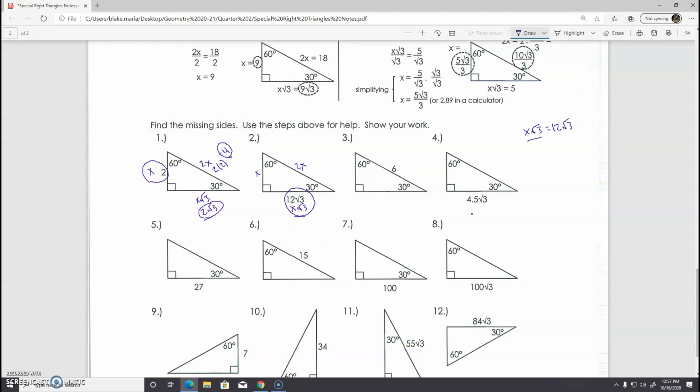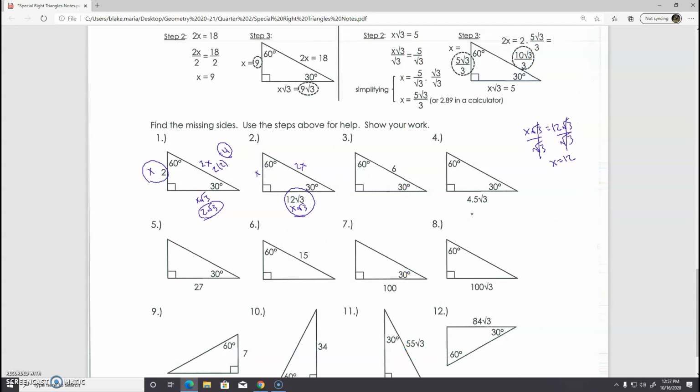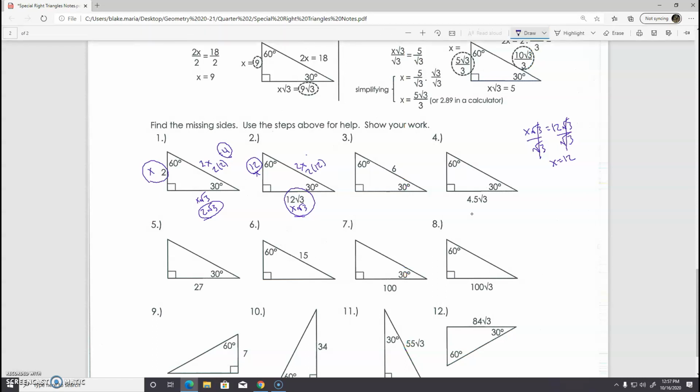So here we want to get x alone. We're going to divide both sides by the square root of 3. Those cancel, and we have x equals 12. So we know x equals 12, and we know 2 times x would be 2 times 12, which is 24. So you know your hypotenuse is 24, you know your short leg is 12, and we already knew our long leg was 12 root 3. So we're just finding those missing sides.